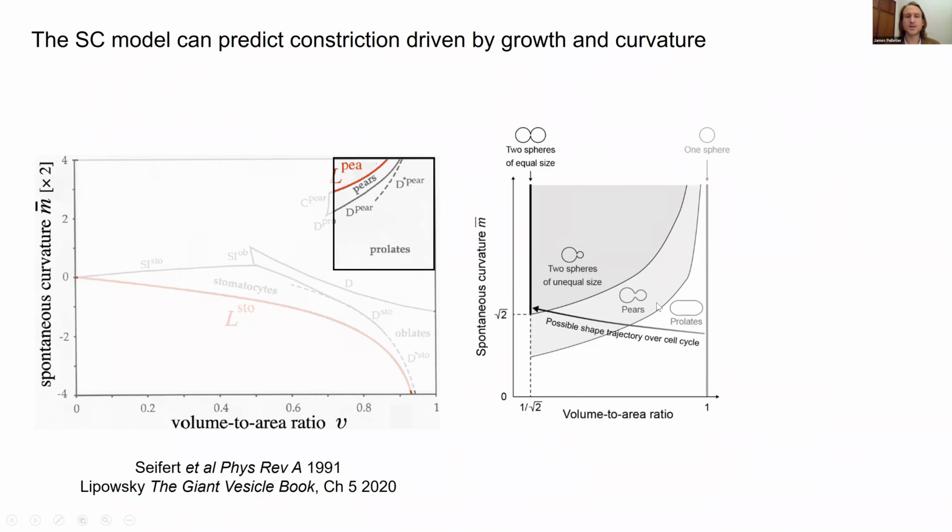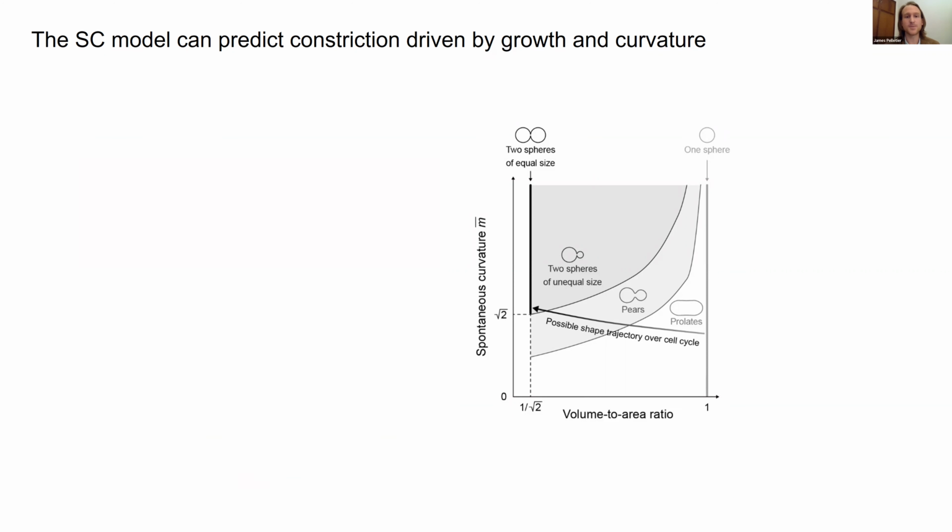So for a cell to fully constrict and divide symmetrically, the volume to surface area ratio should decrease, and the spontaneous curvature should be sufficiently high. And so this model makes quantitative predictions for how JCVI Syn3A should control these biophysical parameters in order to divide normally. And just for intuition, where did these square roots of 2 come from?